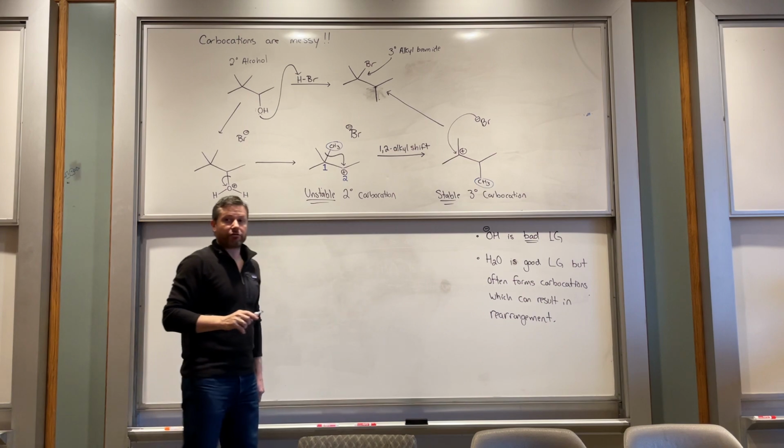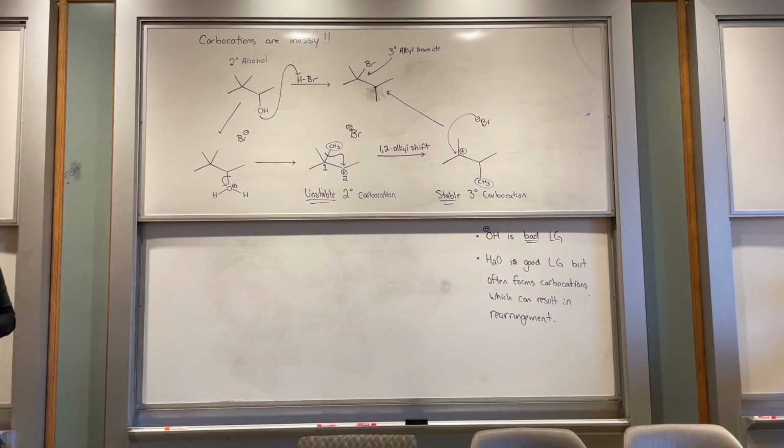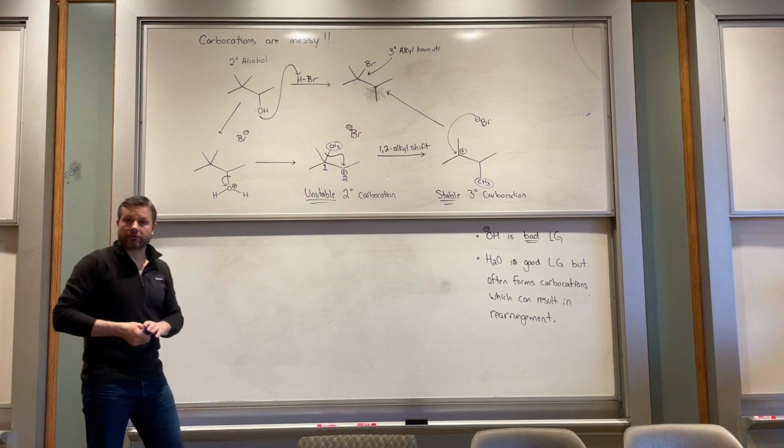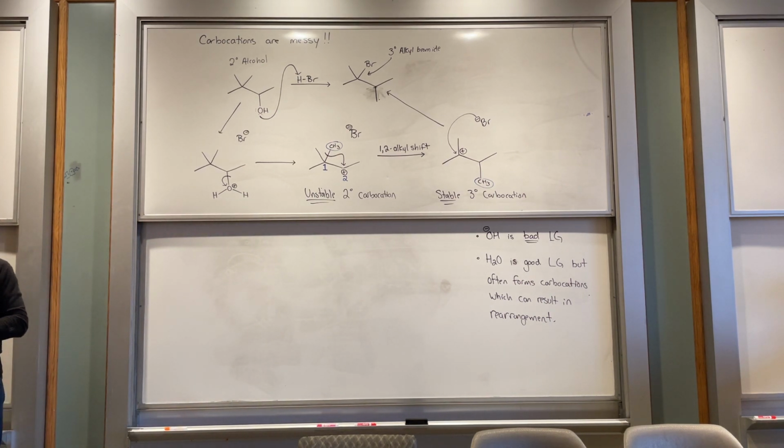Right? So hydroxy is a bad leaving group. Water is a great leaving group, right? But it's usually seen whenever carbocations are formed, or it usually leads to the formation of carbocations, which can result in rearrangement. Not always, right? But if they form a carbocation and there's a more stable carbocation that can be formed, then that rearrangement will take place.